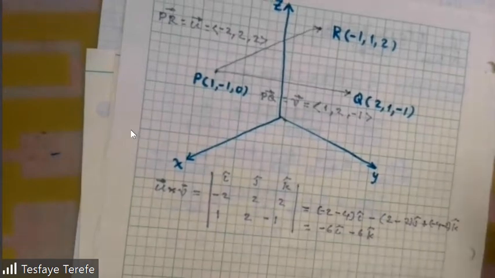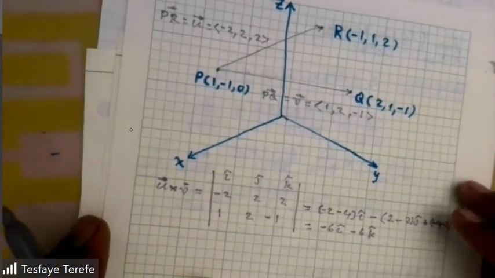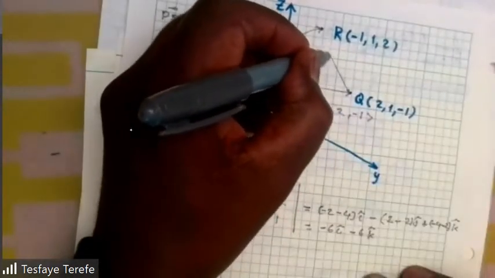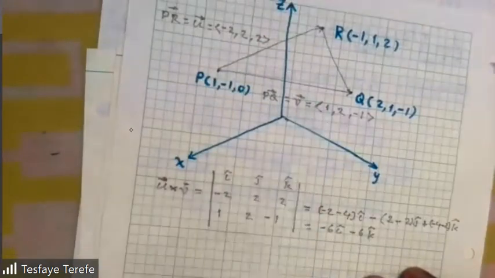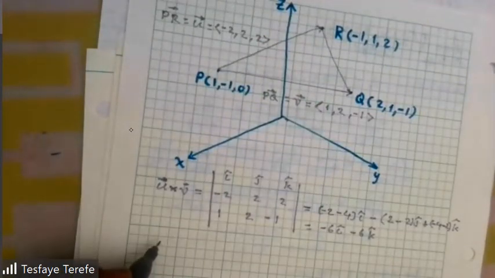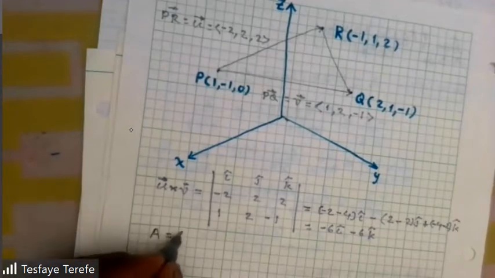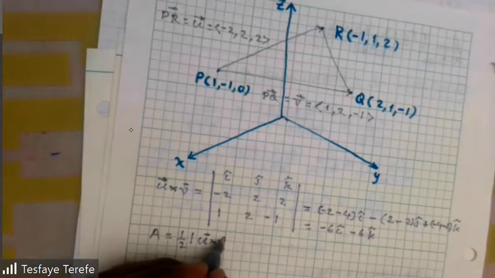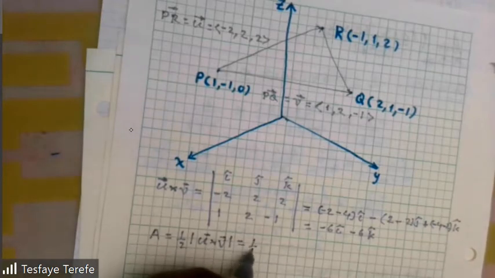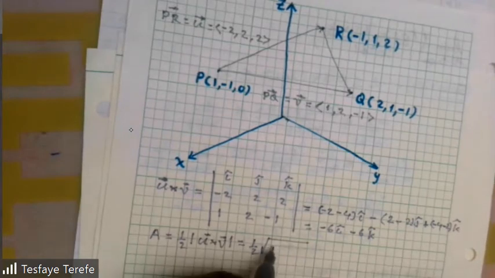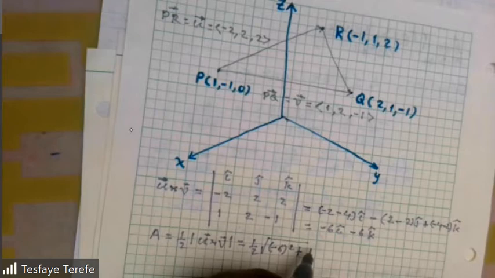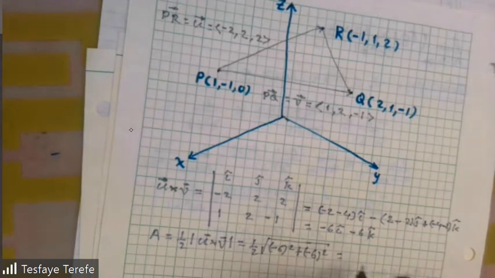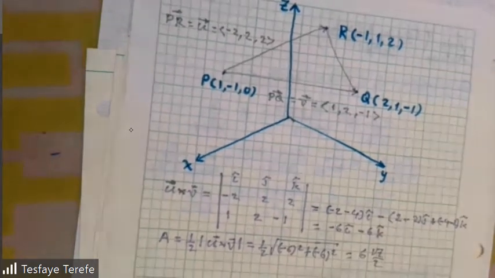Okay, good. Then now this is really what we get. Now, what is the area of a triangle? If we are forming this one, it is the area of a triangle. That means it is half of the area of a parallelogram. That means area equals 1/2 times the magnitude of u cross v. And that is 1/2 of the square root of -6 squared plus -6 squared, and that is actually 6 radical 2 over 2, and that is the area.